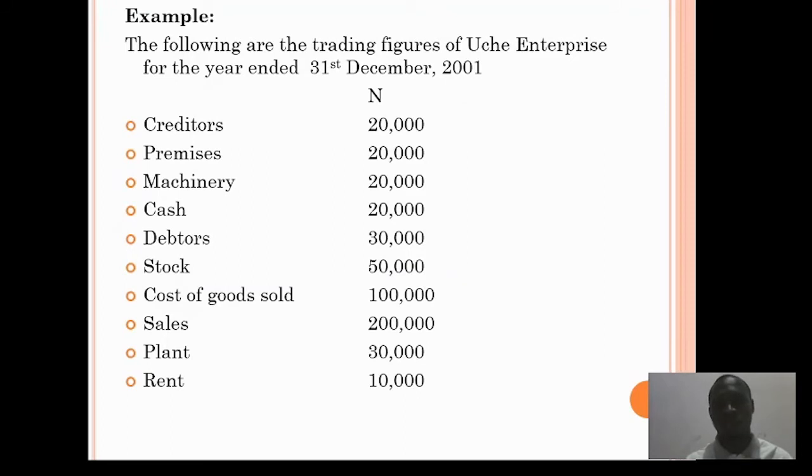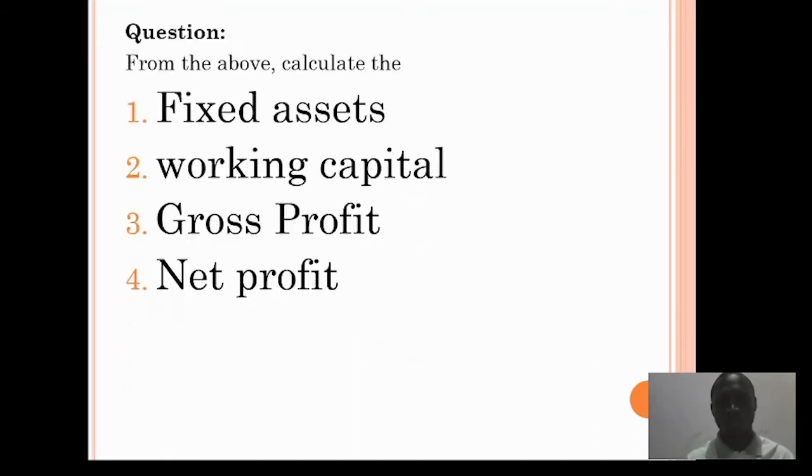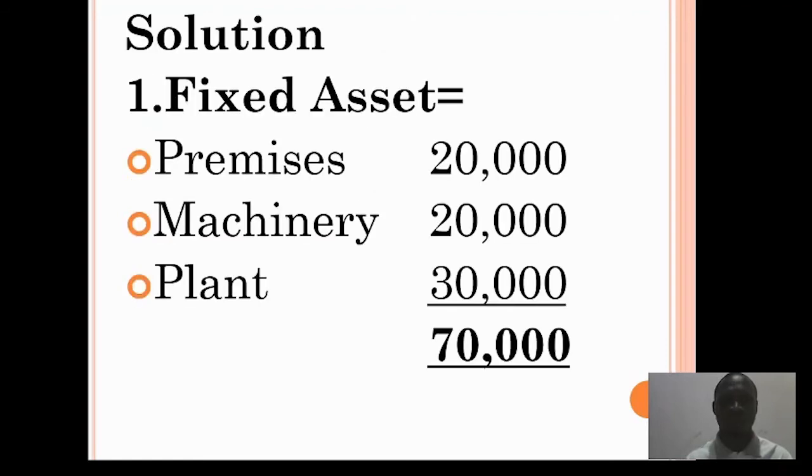Now, this is an example for us to work on. It says the following are the trading figures of Uche Enterprise for the year ended 31st December 2001. From the information provided here, we can get our fixed assets, current assets, gross profit, as well as our working capital. The question says, from the above, calculate the fixed assets, working capital, gross profits, and net profits.